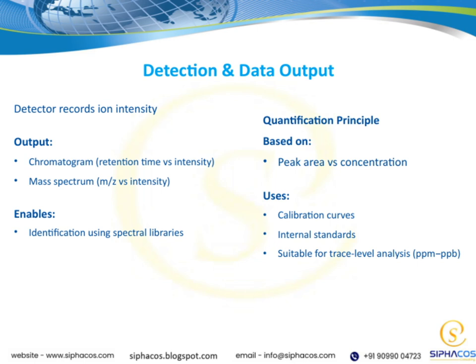When it comes to detection and data output, the detector records ion intensity over time. From this data, we generate a chromatogram, which plots retention time against intensity, and a mass spectrum, which shows M/Z ratio versus intensity. These outputs are powerful because they enable us to identify compounds by comparing the spectral patterns to known spectral libraries. This identification process is essential for confirming the presence of specific substances in complex mixtures.